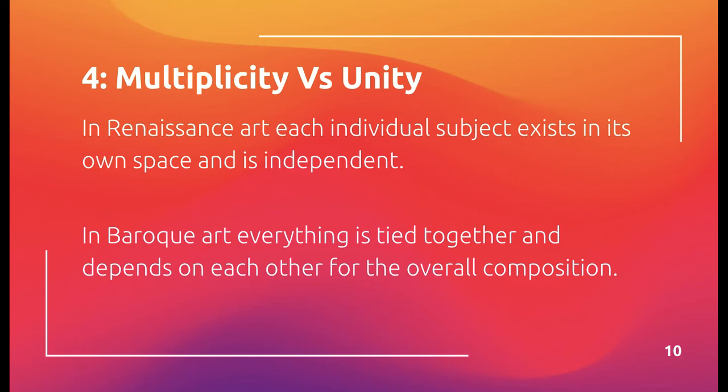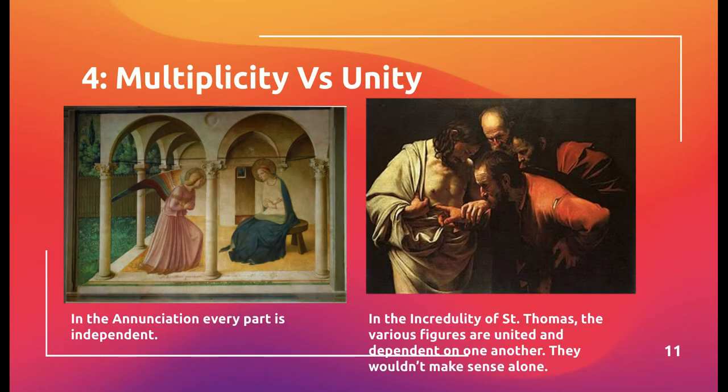The fourth is multiplicity versus unity. In Renaissance art, each individual subject exists in its own space and is independent. In the Baroque, everything is tied together and depends on each other. So let's see what that means.